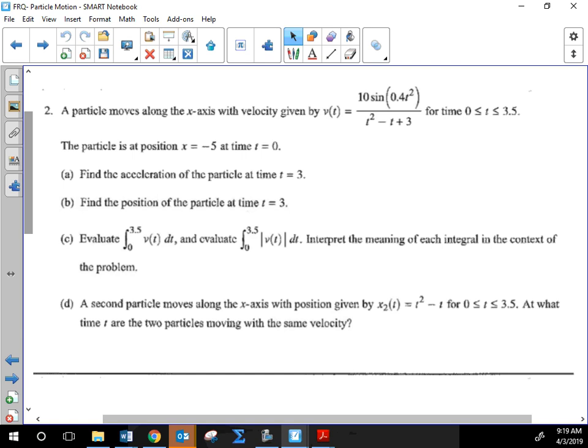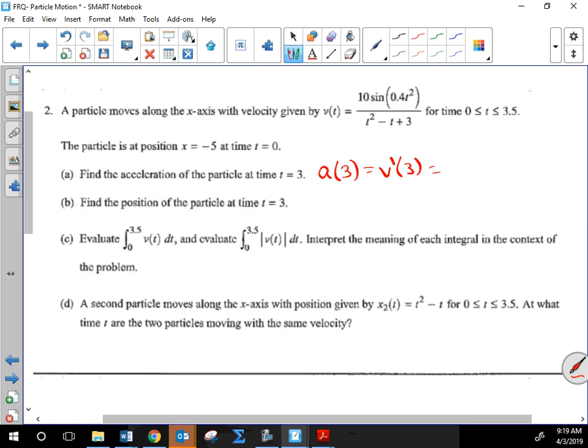So they ask us to find the acceleration. That's pretty straightforward. Acceleration at 3. Make sure you have proper notation. Acceleration at 3 is equal to the derivative of velocity at 3. You have to label it, even though you're just punching through your calculator, you need to at least label that and then give your answer for that.